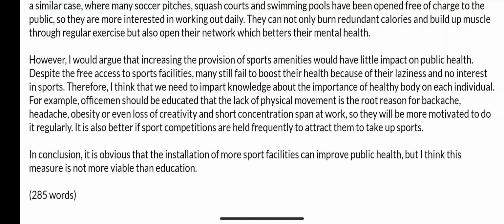Therefore, I think that we need to impart knowledge about the importance of a healthy body to each individual. For example, office workers should be educated that the lack of physical movement is the root reason for backache, headache, obesity, or even loss of creativity and short concentration span at work. So they will be more motivated to do it regularly. It is also better if sports competitions are held frequently to attract them to take up sports.